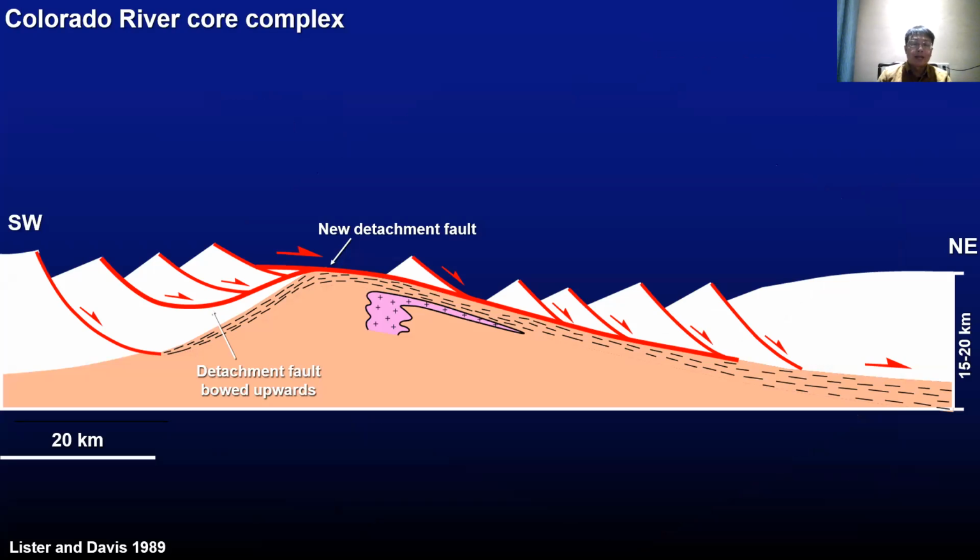And the large detachment fault has large displacement and has broken the brittle part of the upper crust and exhumed the lower continental crust with simultaneous intrusion of the syntectonic intrusives.